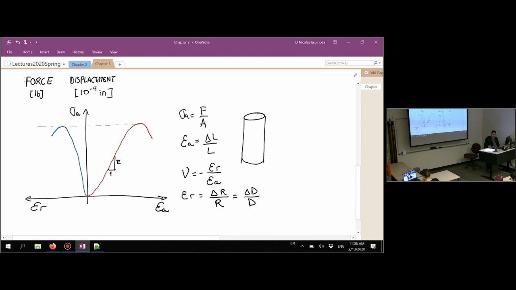So let's work on getting this plot, and then I'm going to show you later how to get the Poisson ratio. So this is what we are after. And remember that the Young modulus is the change of stress divided by the change of strain.